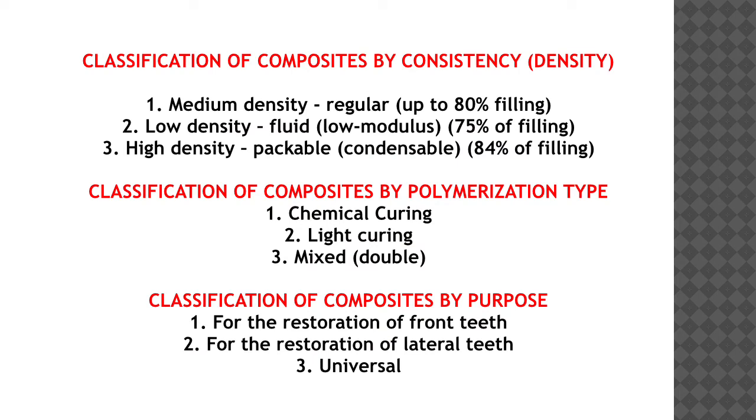Classification of composites by consistency or density: medium density, low density, and high density. Classification of composites by polymerization type. First is chemical curing, second is light curing, and third is mixed double curing, which means that both chemical curing and light curing can be used to cure these composites. Classification of composites by purpose: for the restoration of frontal teeth, for the restoration of lateral teeth, and universal composites.